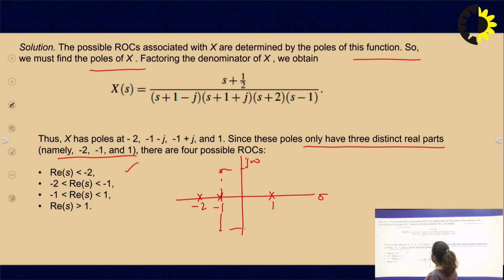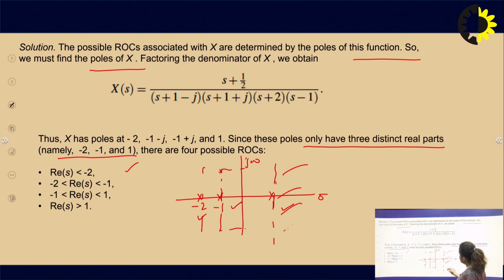So we have three distinct poles on the real axis, that is at 1, at -1 and at -2. What are the possible ROCs? Left of the leftmost pole, that is real of s less than -2. Real of s lies between -2 and -1, a strip which contains both. Then real of s greater than -1 and less than 1. And the third ROC is right of the rightmost pole.